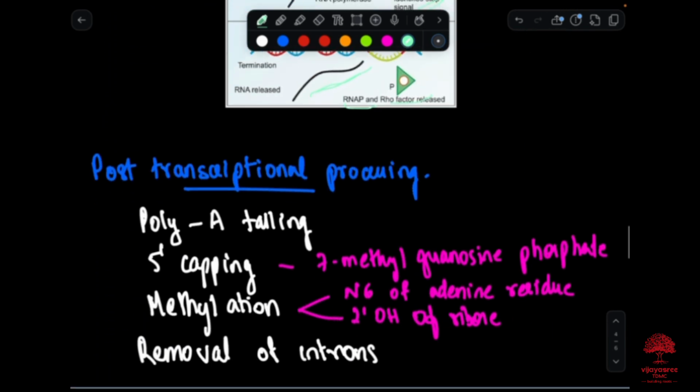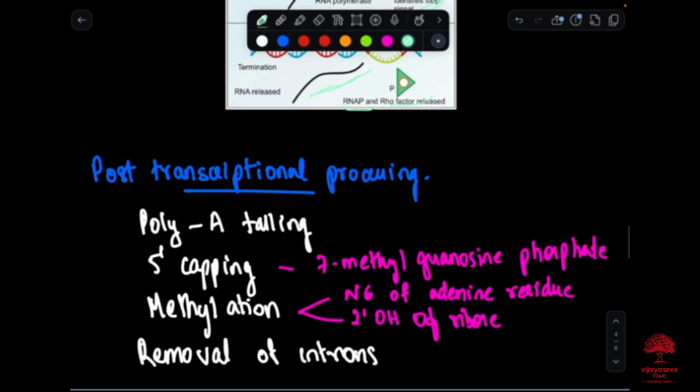Now coming to post-transcriptional processing. The final mRNA that is formed is the primary transcript. It's also known as heterogeneous nuclear RNA. In the case of bacteria, this mRNA is not changed and the translation process will start even before the completion of transcription. Now in a mammalian system, there are various changes happening to this initial primary transcript before it forms a mature mRNA. So these are the changes which are occurring.